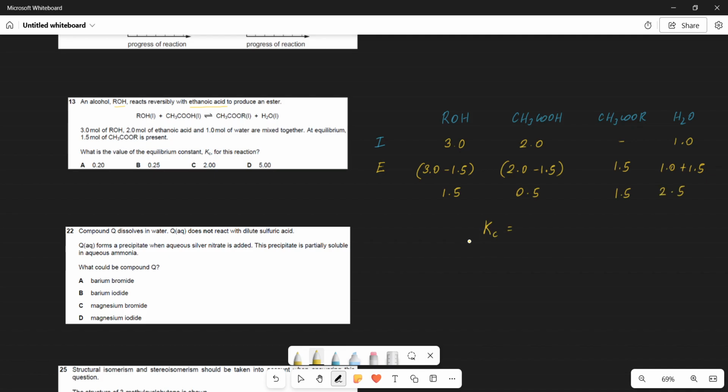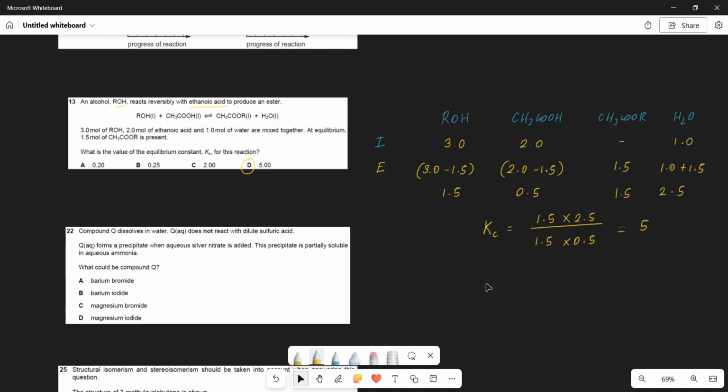Now Kc is equal to the concentration of ester multiplied by the concentration of water, divided by the concentration of alcohol multiplied by the concentration of ethanoic acid. So I will get 5. The choice D is the answer for Kc. It has no units because the concentration terms get cancelled.